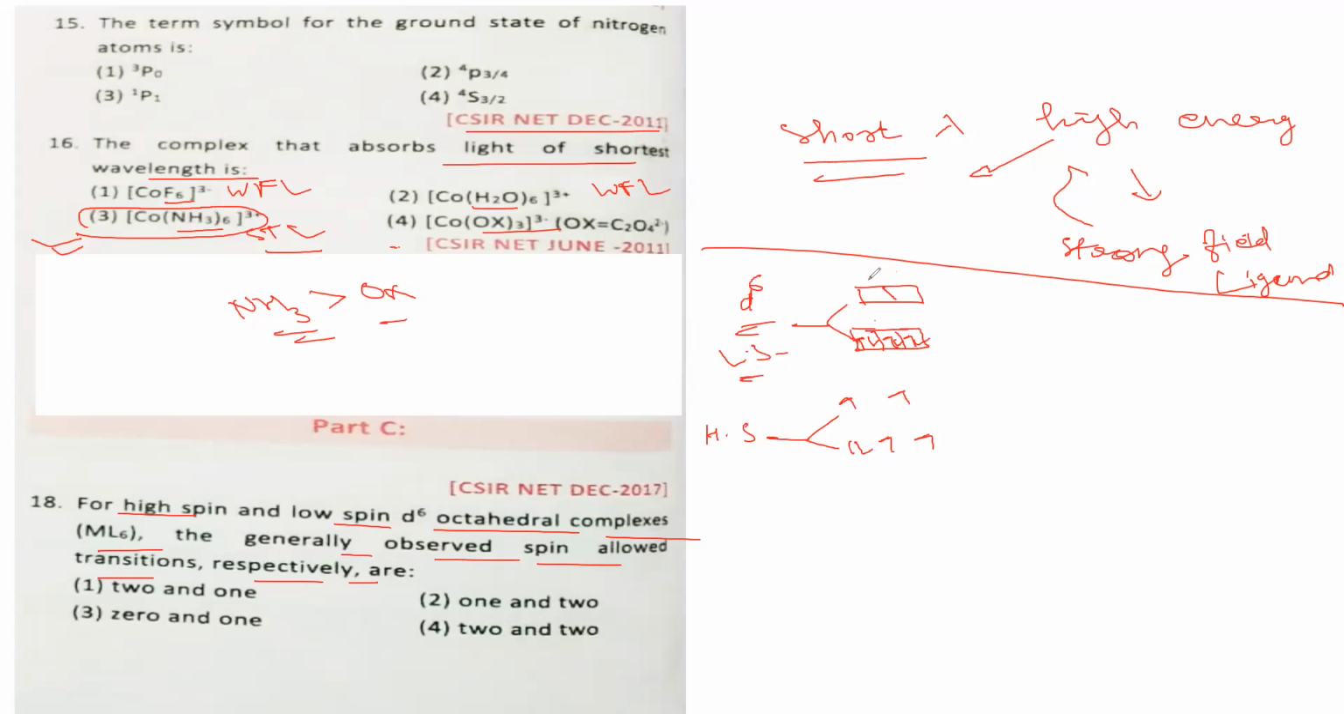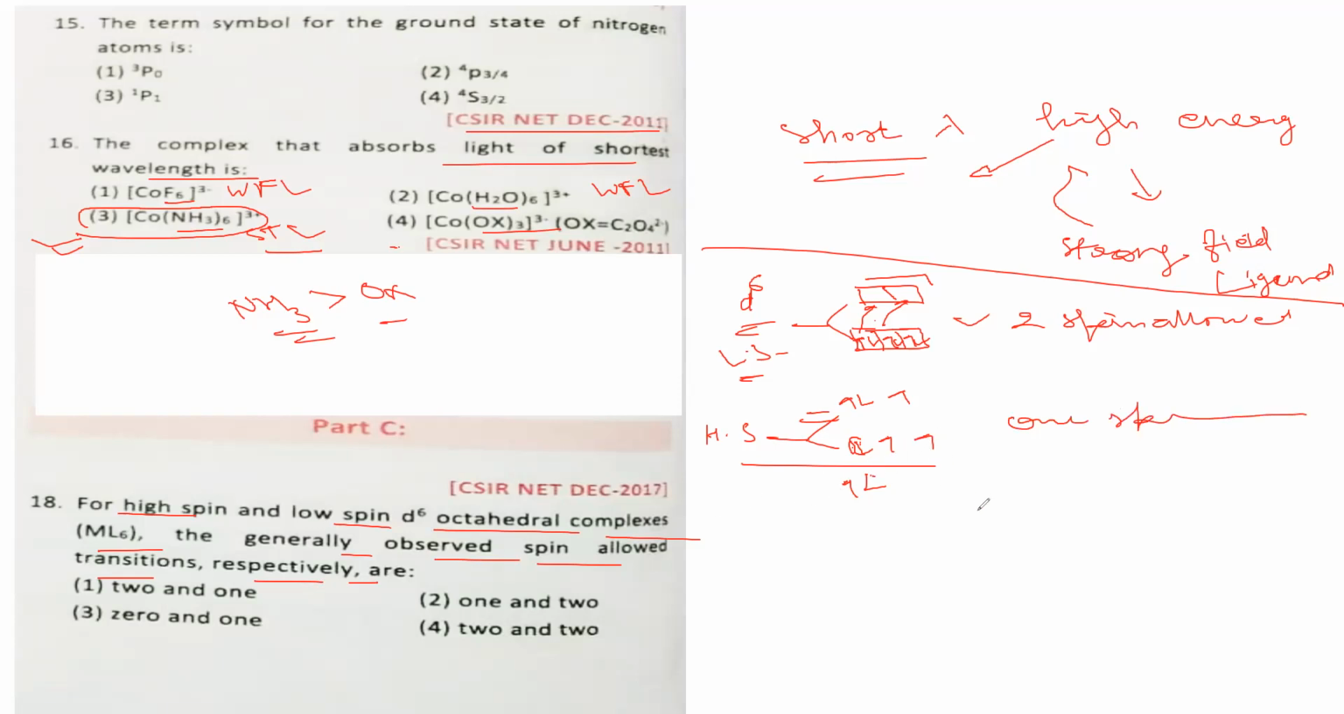Okay, so here two orbitals are available. So this electron can go here and this electron can go here. So it will have two spin allowed transitions in this case. In the other case, only this electron, which has opposite spin like this, can go. Okay, so this electron can go here and it can be adjusted like this. So that's why it has only one spin allowed transition.